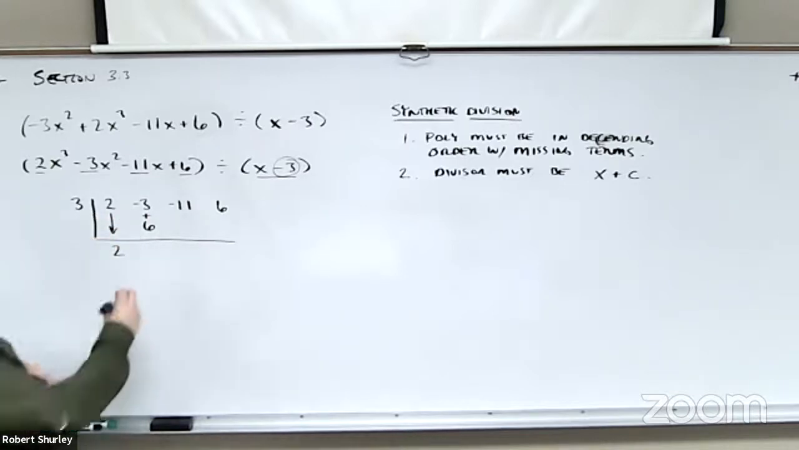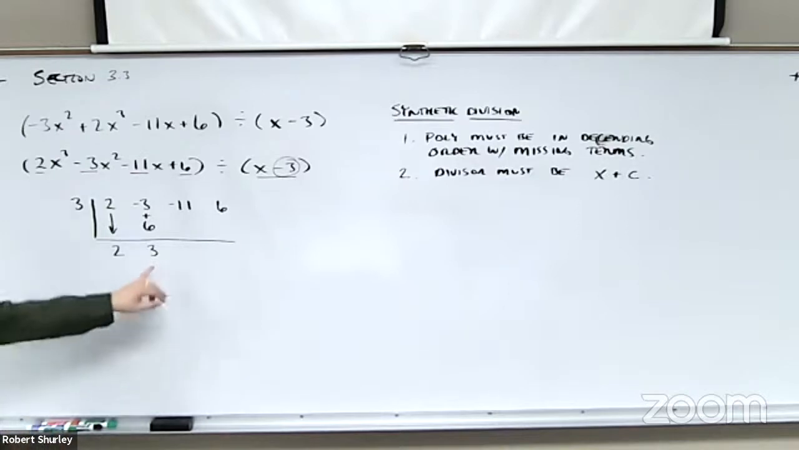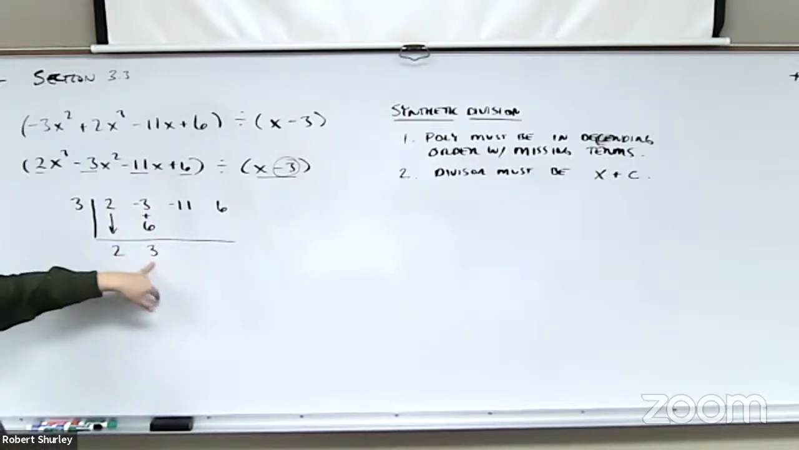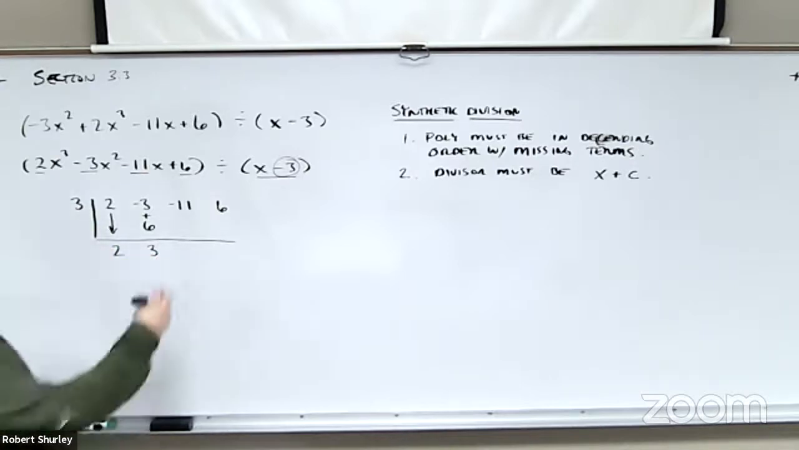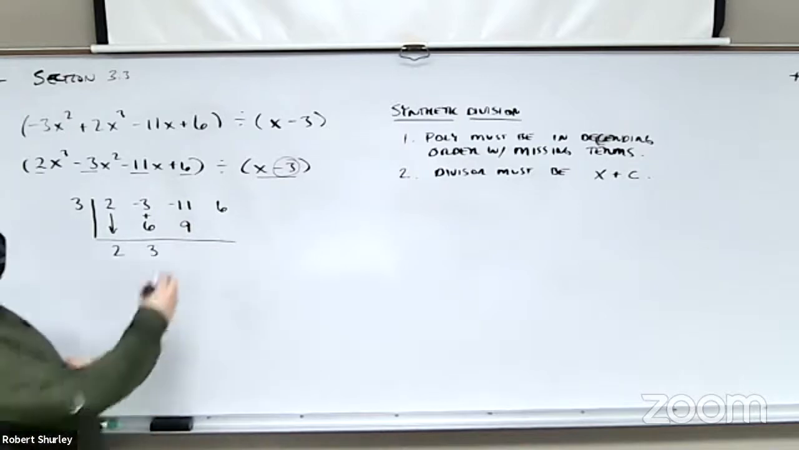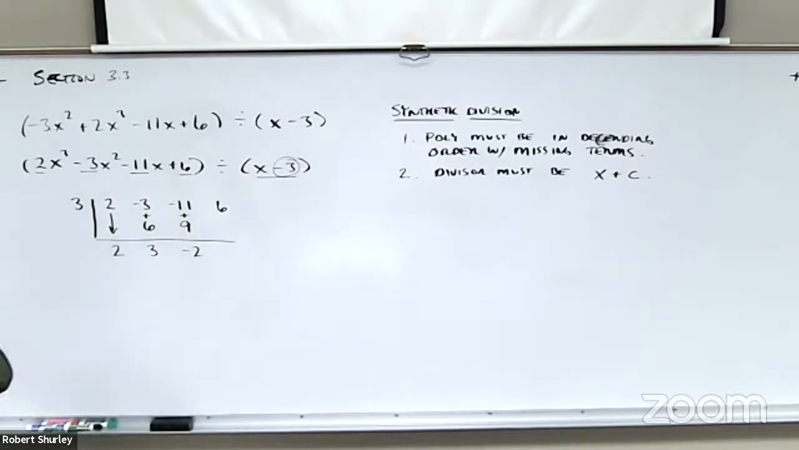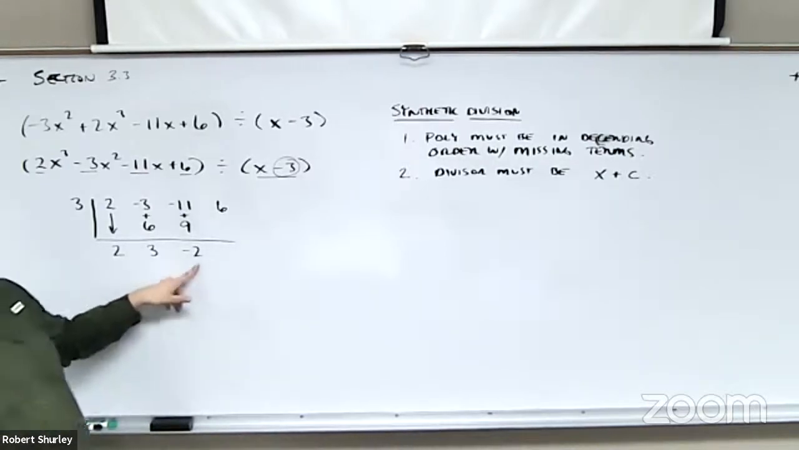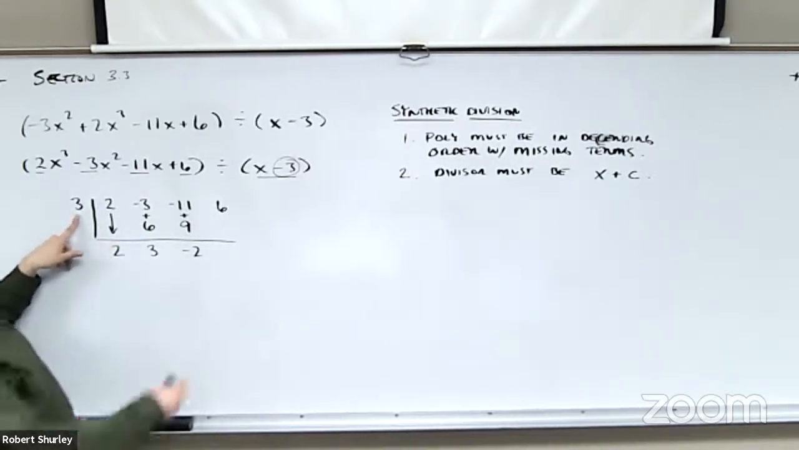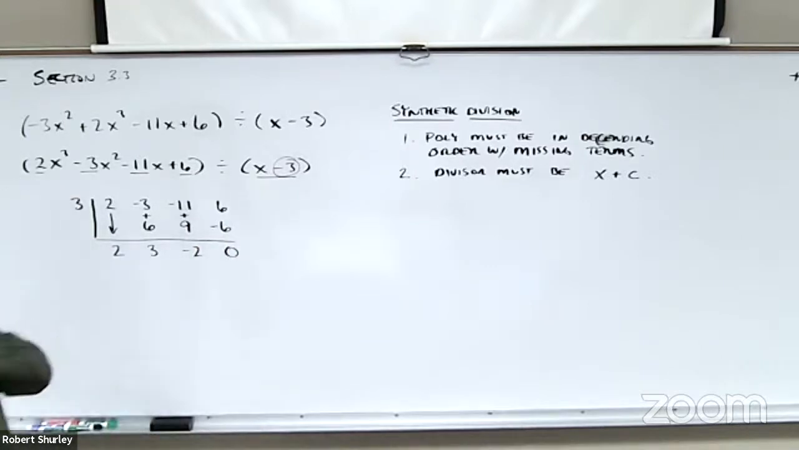-3 plus 6, that's just a positive 3. Okay? Then again, if it's below this line, you multiply it by the potential 0. 3 times 3, that's 9. And I put it here. Okay? And then I add vertically again, and I get a -2. And then once it's below the line, I multiply it by the potential 0, -6. And in the end, I get a 0.